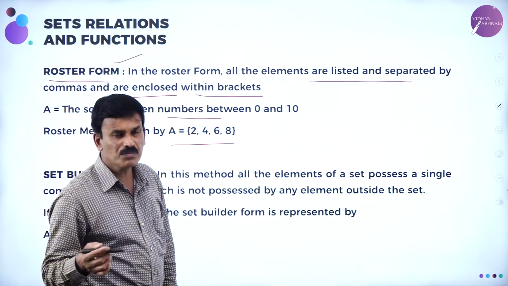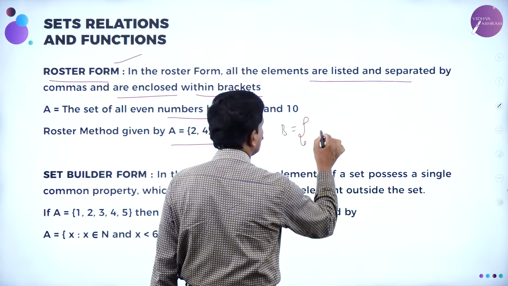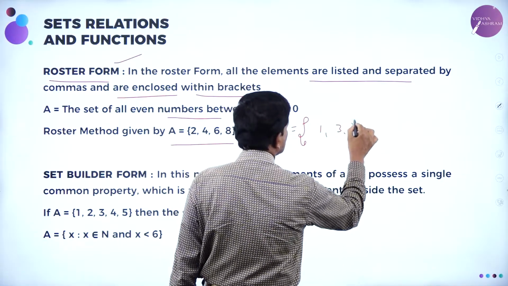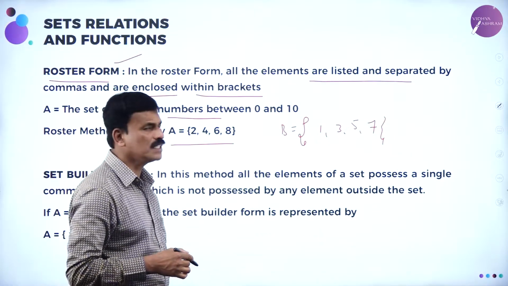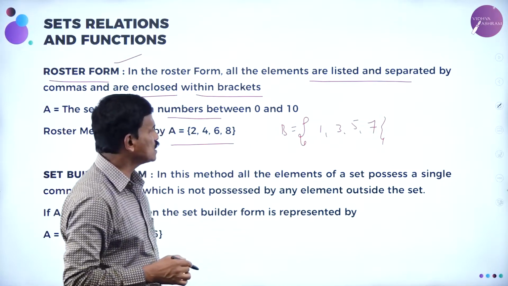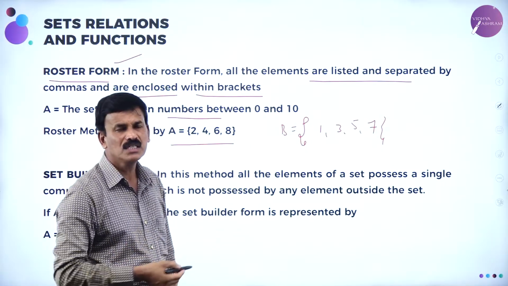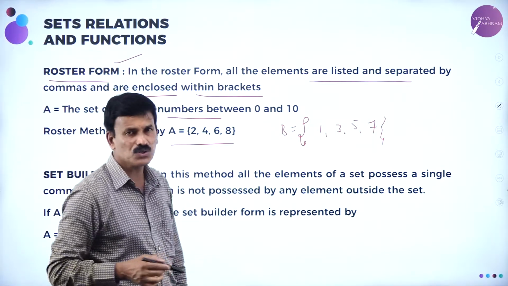Now one more example. Suppose B is equal to {1, 3, 5, 7}, the odd numbers up to 10. So the odd numbers between 1 and 10 are given by 1, 3, 5, 7. This is also an example of a set in roster form.